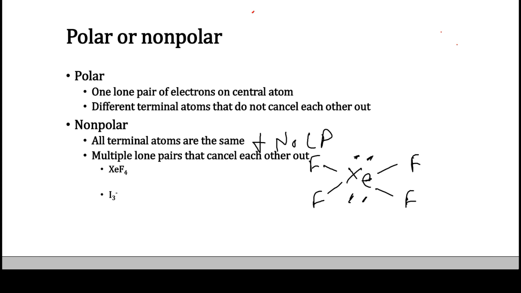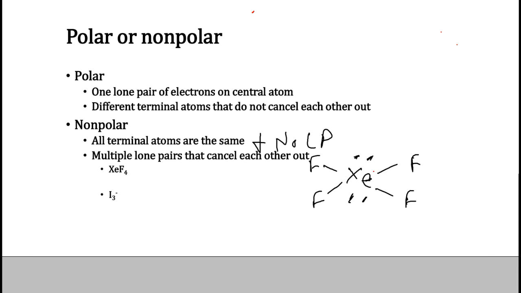So if you were to go through and draw in all the dipoles, because all the fluorines are in the same plane, they're going to cancel each other out. This fluorine is going to cancel that fluorine. Those dipoles will cancel out. This fluorine is going to cancel out that fluorine, so those dipoles will cancel out. But then the lone pair pulling up and the lone pair pulling down, those will cancel each other out. So that's a nonpolar molecule.